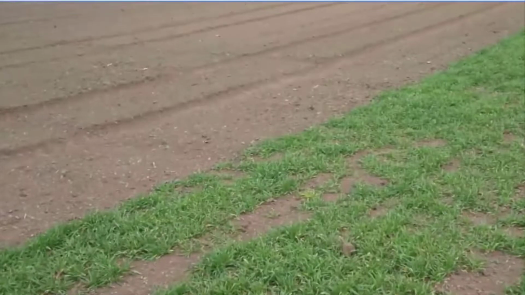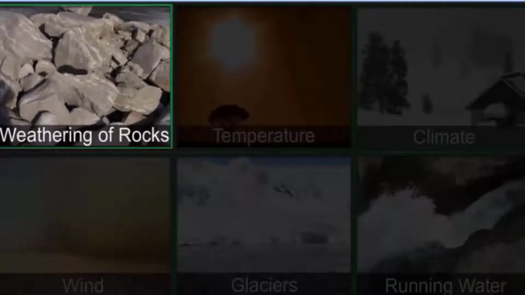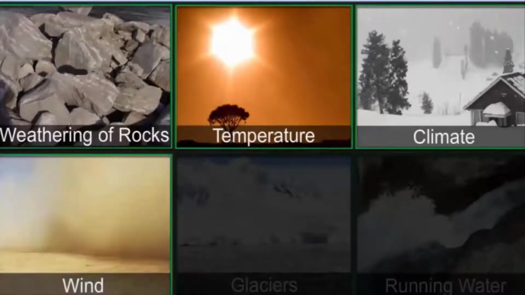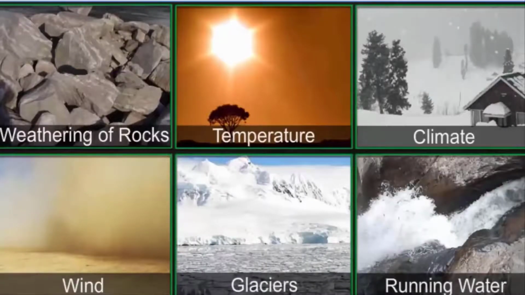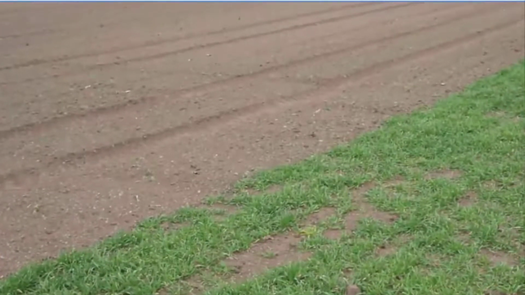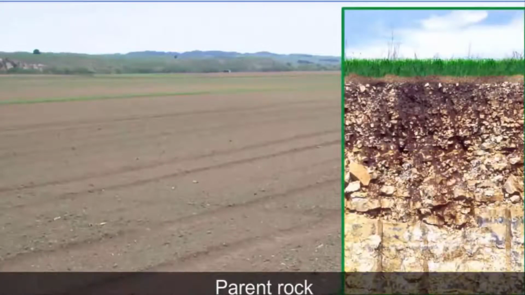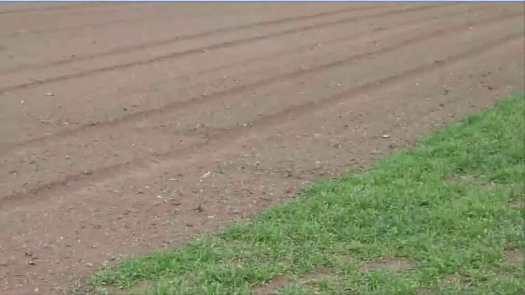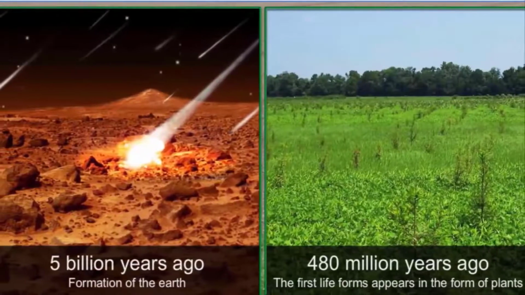Soil is formed over millions of years by weathering of rocks and minerals, and also by natural agents like variation in temperature, climate, wind, glaciers, and running water. The important factors that influence soil formation are relief, parent rock, vegetation, and other life forms, and most important of all, time. Chemical and organic changes also take place in the soil.